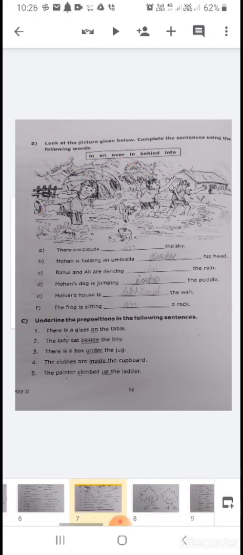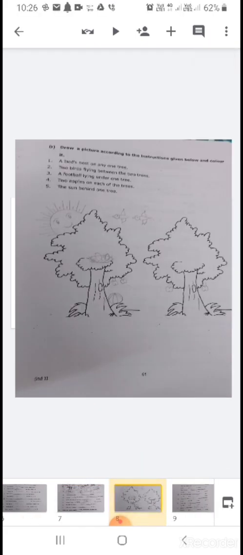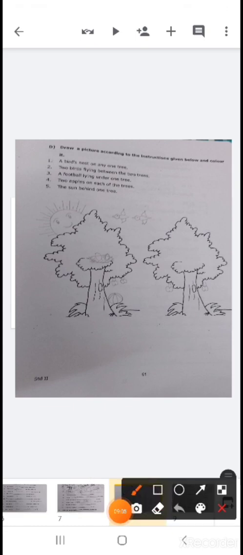Now see the next. You just have to draw the picture according to the given instructions. So the first given instruction is a bird's nest on any one of the trees. So make a nest on any one of the trees like this. Then the second is two birds flying between the two trees. You just have to make two birds between those trees.